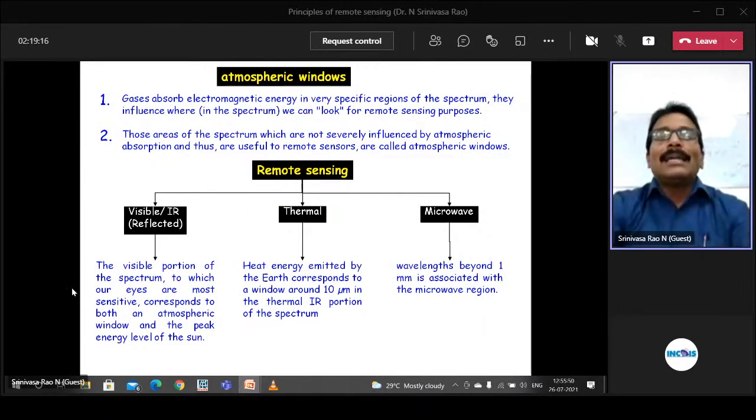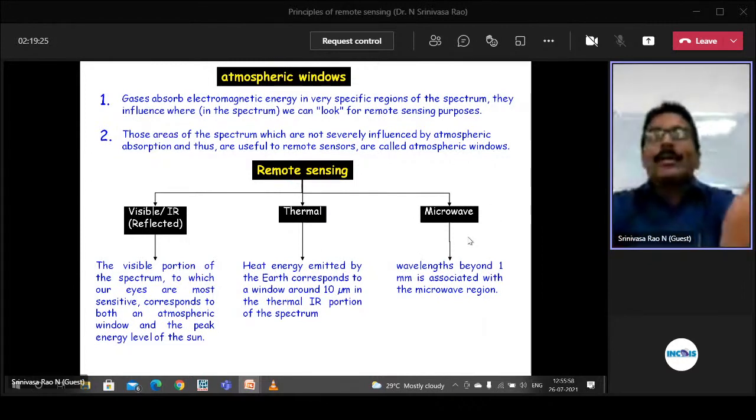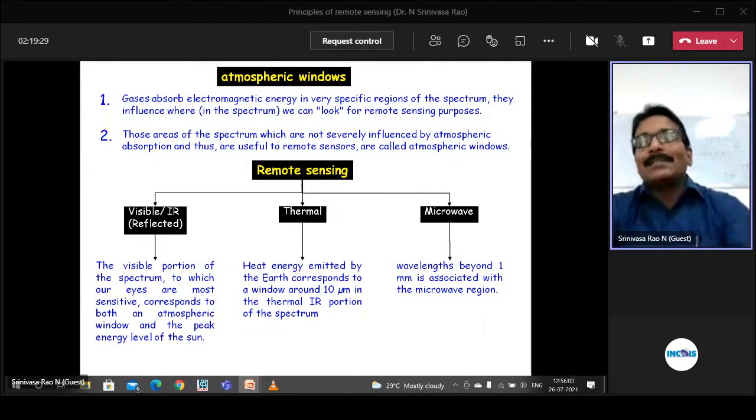This one is daytime only. This is day and night on non-cloudy days. In all weather situations, microwaves will work. So based on the atmospheric windows, remote sensing data we classified into these three classes.